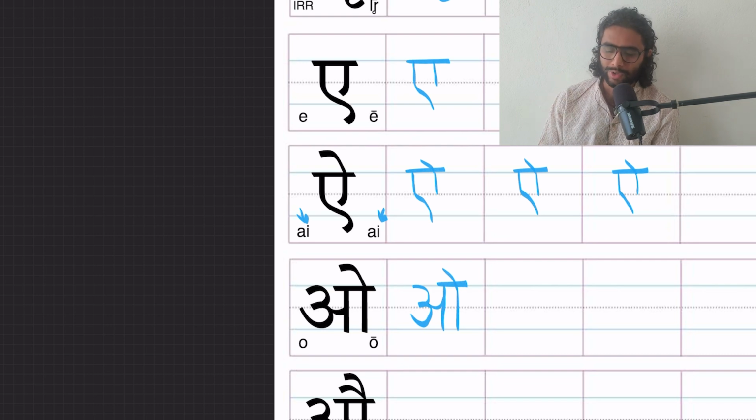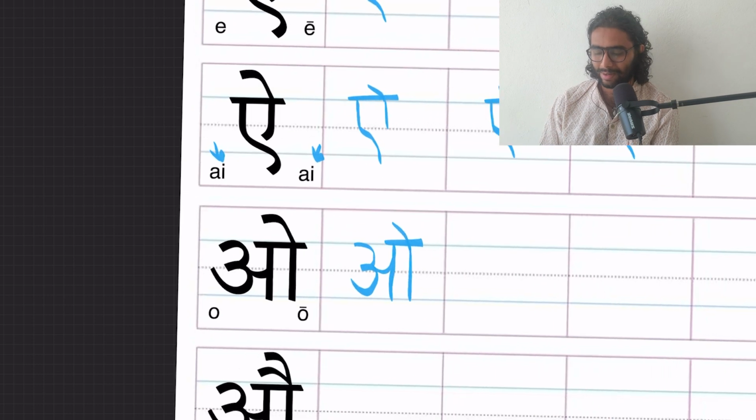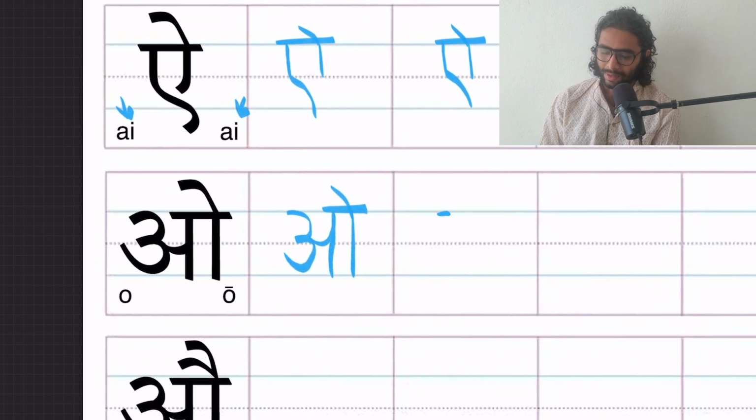So O, which we are practicing right now, is also a Dirgha swara, which is of two matra kalas. There is no short O in Sanskrit. Even if it is present, we'll not be practicing it because it's not used in the language as much.